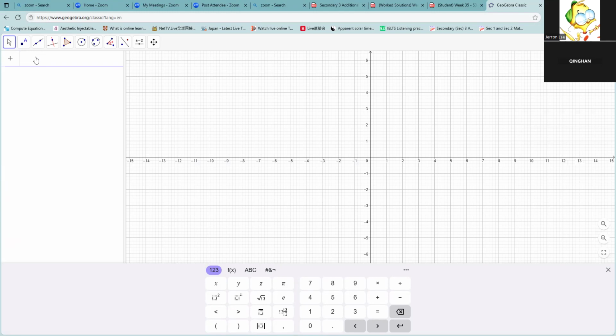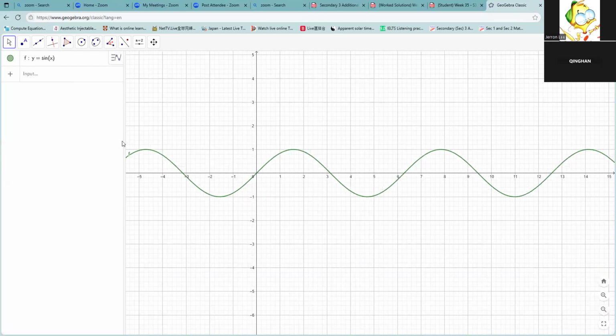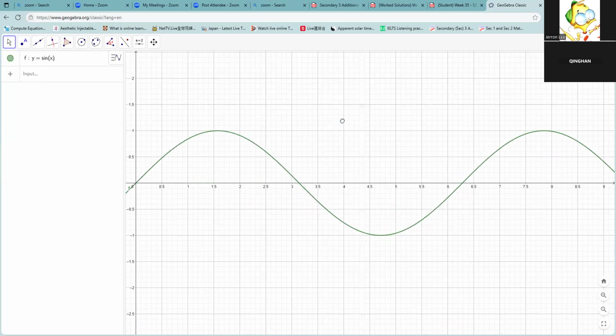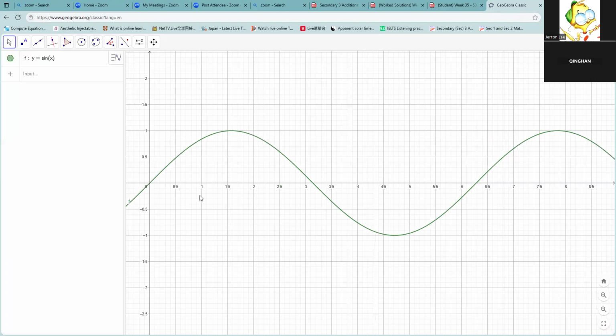Okay, now basically this is the GeoGebra. Let me explain this regarding the sine wave. For instance, this is y equals sine x. Let me expand this for you. A sine graph is like a wave, you notice. The wave starts from zero, moves up, then comes down, and then goes up again. This is called one cycle.